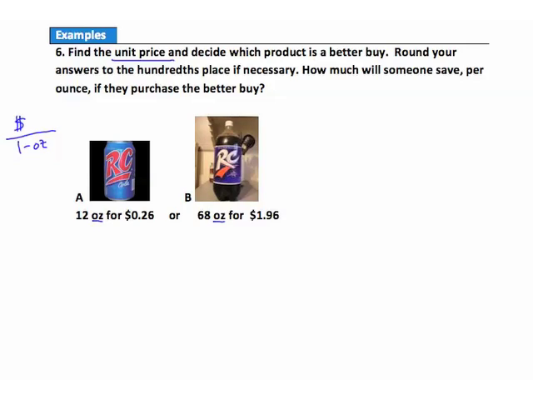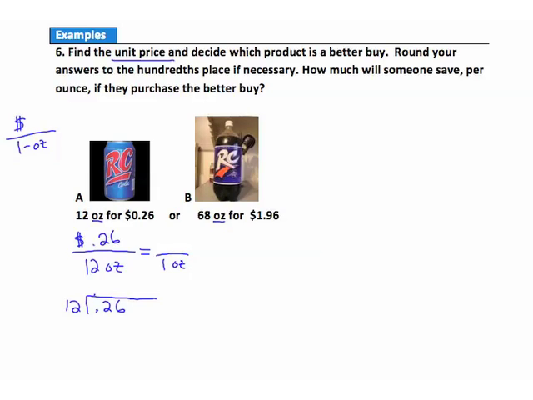So the first one we have, the money that we have here is 0.26 per 12 ounces. Now we want to get a denominator of 1 ounce here, which means we're going to divide the top and the bottom by 12. Well, the denominator is going to be easy. 12 divided by 12 is going to give us just this 1 ounce that we want. The numerator, we need to divide 12 into 0.26. So let's take a look. 12 going into 0.26. And now we're supposed to round our answer to the hundredths place.